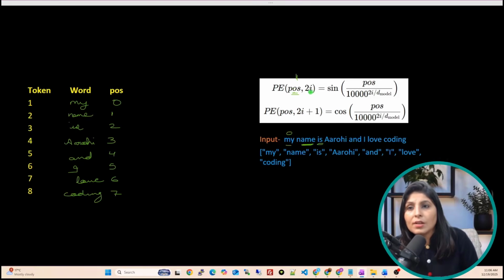And now what is this i over here? Let's understand this i part. So guys, suppose our d_model is 4. For simplicity, I'm writing 4. And I have told you d_model simply means how many values you are going to have in each embedding vector.